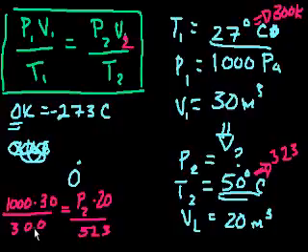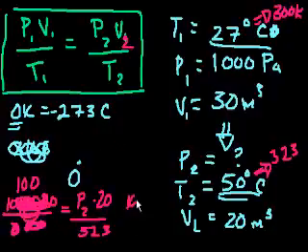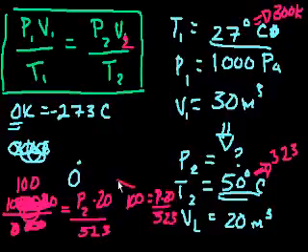Let's see, we could simplify this. We could take 2 zeros off of here, take 2 zeros off of here, and then we could take a 3 out of here and take a 3 out of here, and we're left with 100. Right? That was 30,000 divided by 300, and so that's 100 on the left-hand side. So we have 100 is equal to P times 20 over 323.